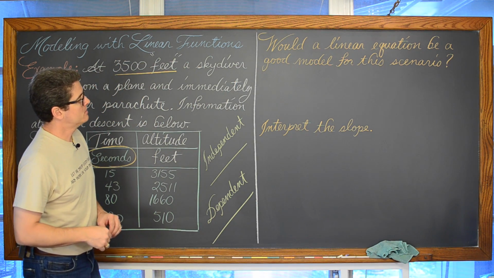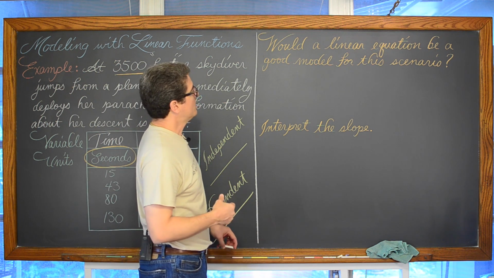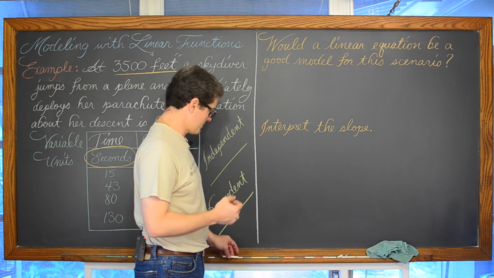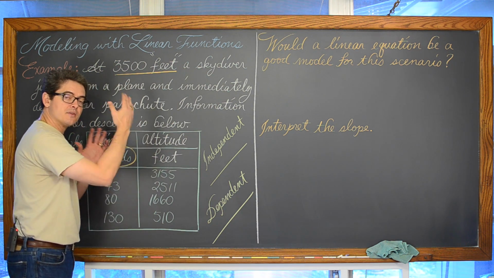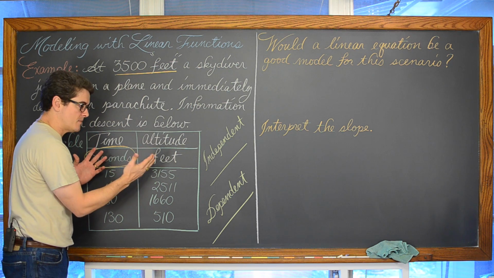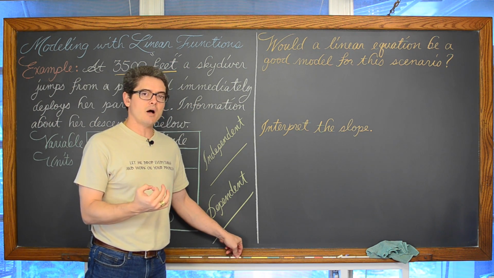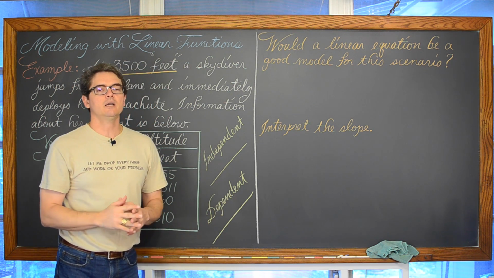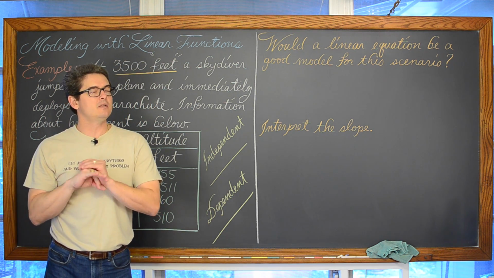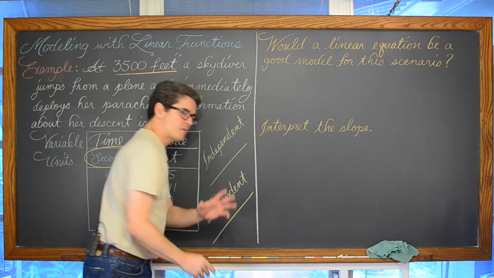Would a linear equation, a linear model, a linear function, be a good model for this scenario? Is a line going to model this data? Now, this is made up, again, as these points are going to form a perfectly straight line. A linear model with truly real-world data may hit some or even none of the points. So just be aware of that.